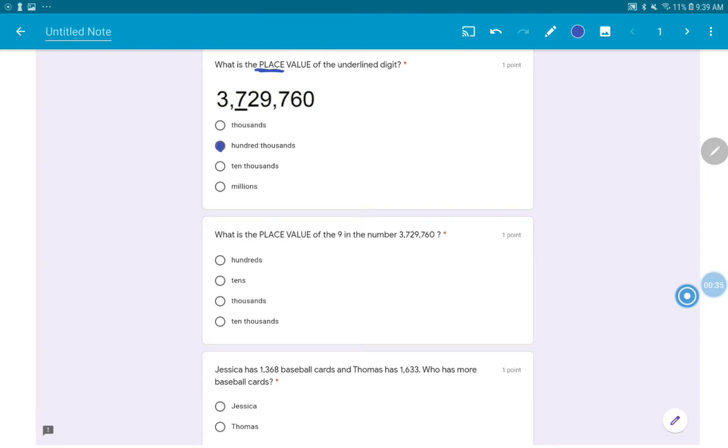Okay, once again, we're looking for the place value. So I'm just looking for the name of the place value of the 9 in the number 3,729,760. What is it, Olivia? 1,000. It's the thousands. Very good.